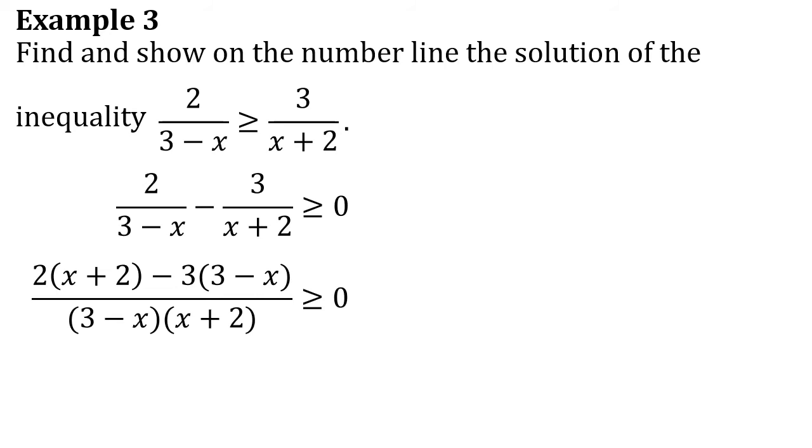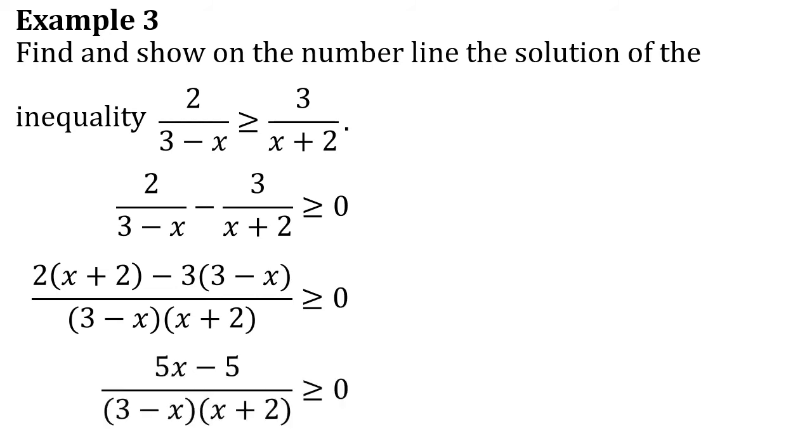Okay, so that will be the denominator. Then the numerator, so that's 2 times x plus 2 minus 3 times 3 minus x. So simplify it, it will become 5x minus 5 all over 3 minus x times x plus 2. So our inequality now here is 5x minus 5 all over 3 minus x times x plus 2 greater than or equal to 0. So we're going to make a sign number line.